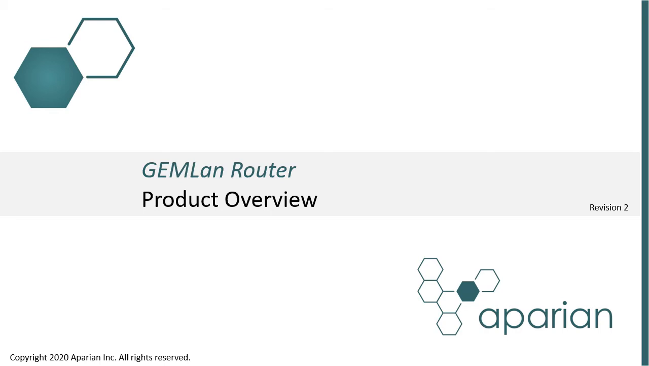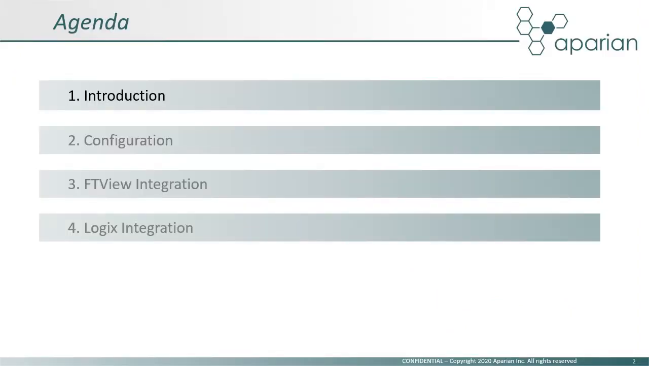This presentation provides an overview of the Aparian GemLan Router. The GemLan Router provides an interface between the Ethernet IP and GEMLAN-D, which is based on the DecNet Ethernet protocol. In this presentation, we will cover an introduction of the product, an application example, how to configure the product, and how configuration is achieved with Rockwell Automation's FTView and Logix platforms.